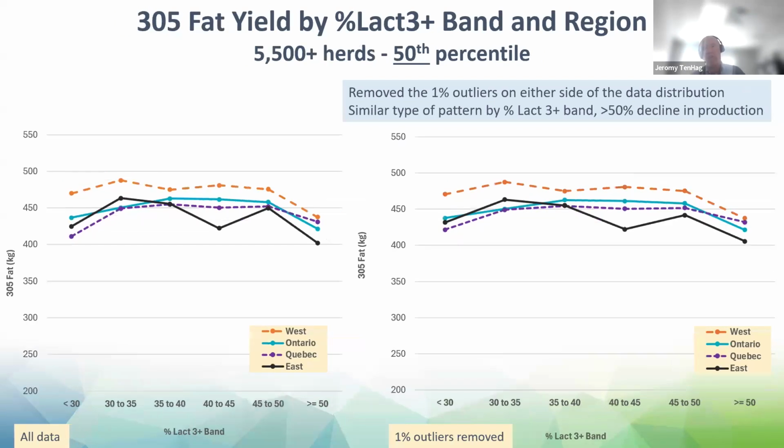And similarly with 305 fat yield, we did the same thing. All the data is on the left-hand side here, broken out by region, and you can see via the legend which line represents which region. Then the first percentile and the 99th percentile have been removed on the right-hand side, and you can see the graphs look pretty much identical. So I don't think it's an outlier issue that's really creating this kind of pattern.